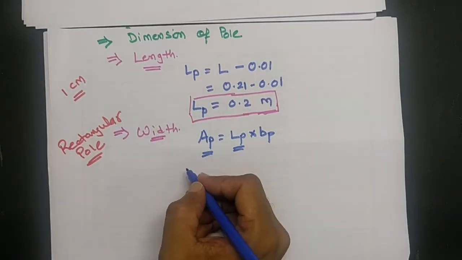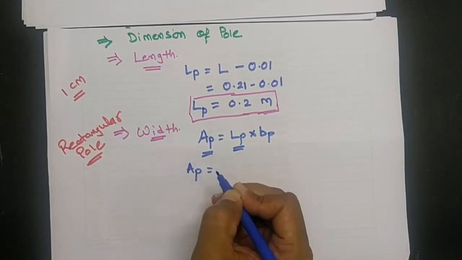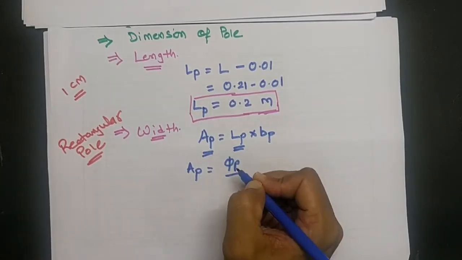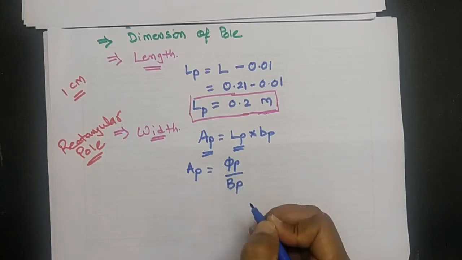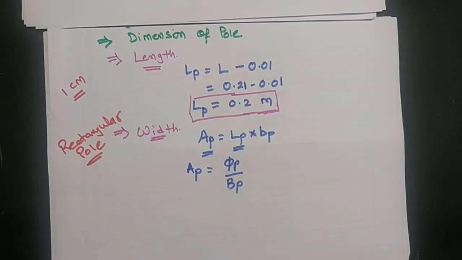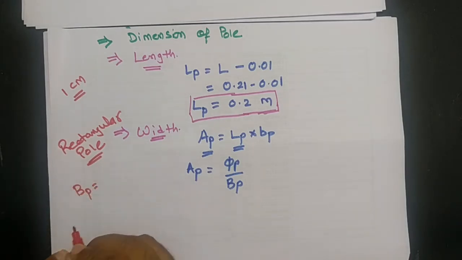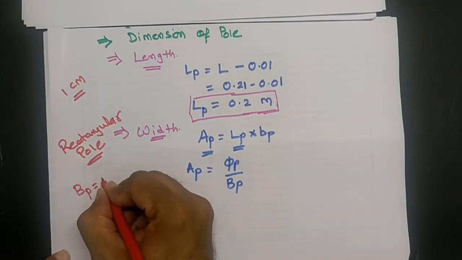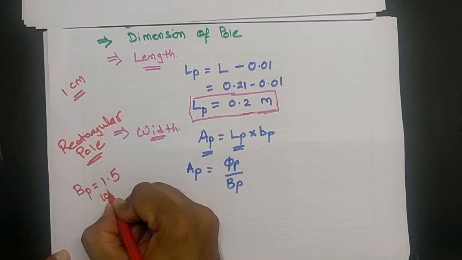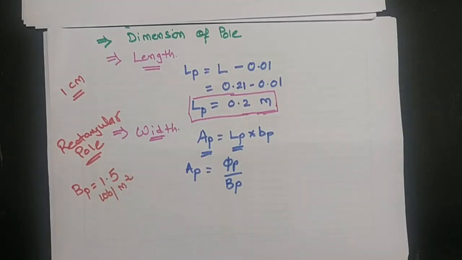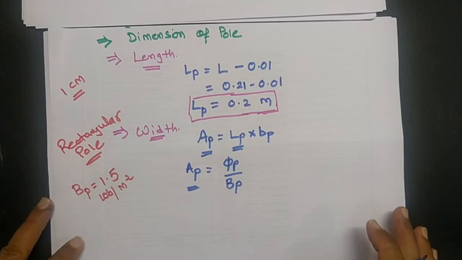To calculate area of the pole, we have an equation: flux through the pole body divided by flux density of the pole. At this stage we have to assume BP, that is 1.5 Weber per meter square, the flux density we have assumed. If we calculate flux per pole body, then we have area of the pole available.